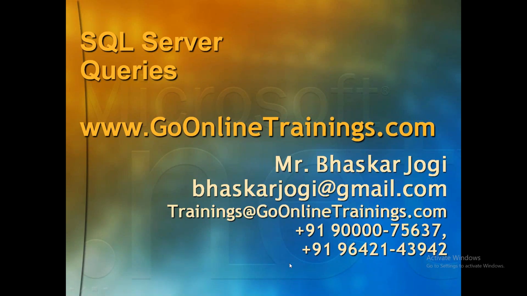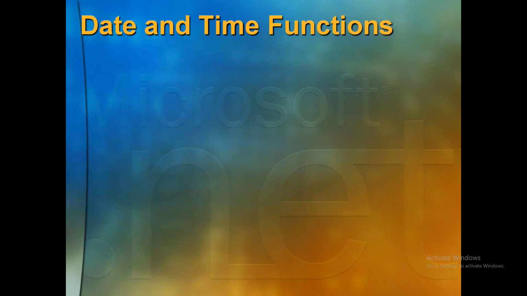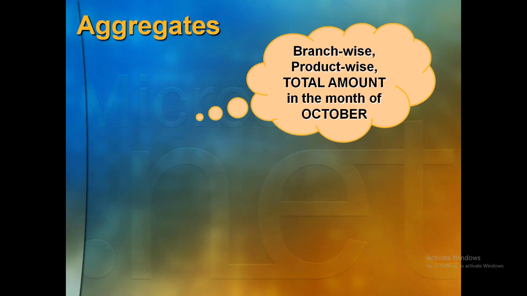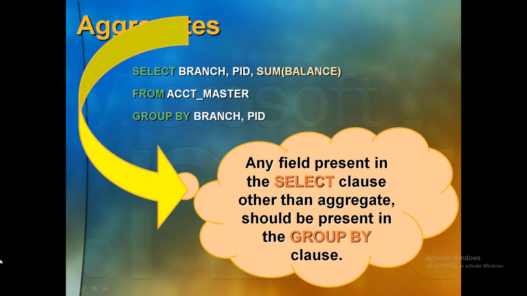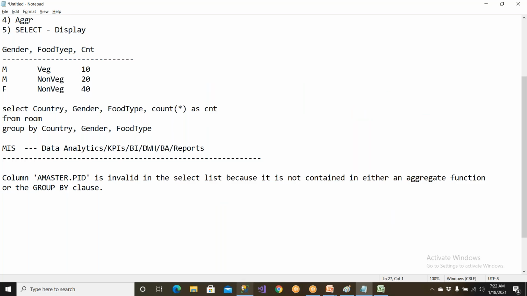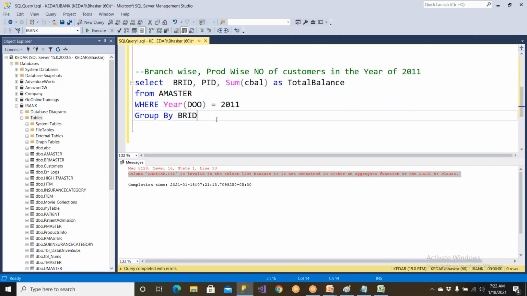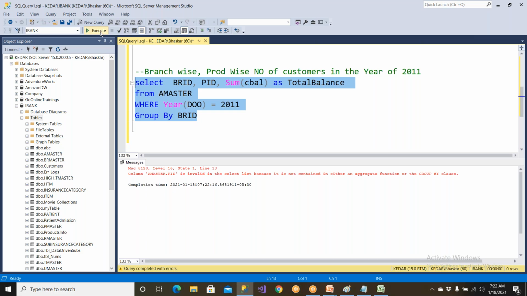So what is the thing? Let me tell you one beautiful point. The beautiful point is this: any column, any field present in the SELECT clause other than the aggregate should be present in the GROUP BY clause. I have a column branch. If it is there, it has to be there. Product ID, if you have it here, it has to be there. But if you remove it like this, for example, product ID is here, but it is not there, you are going to get an error. Clear? So this is the story.